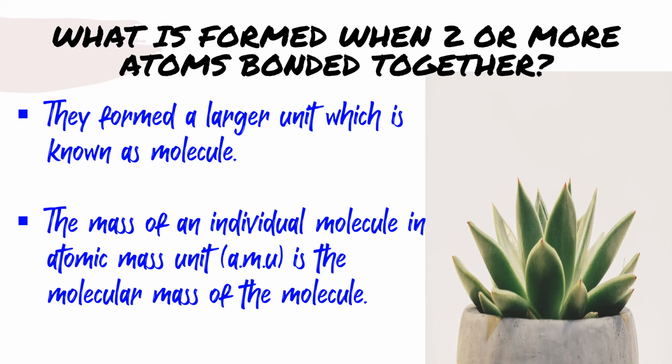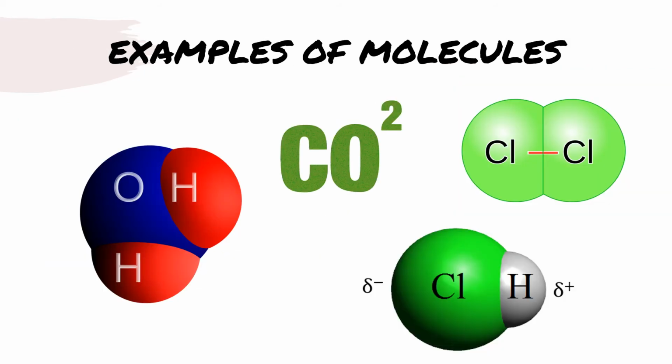What is formed when two or more atoms are bonded together? They form a larger unit, which is known as a molecule. And the mass of an individual molecule in atomic mass unit is the molecular mass of the molecule. These are some of the examples of the molecules: water, carbon dioxide, chlorine molecule, and hydrogen chloride.